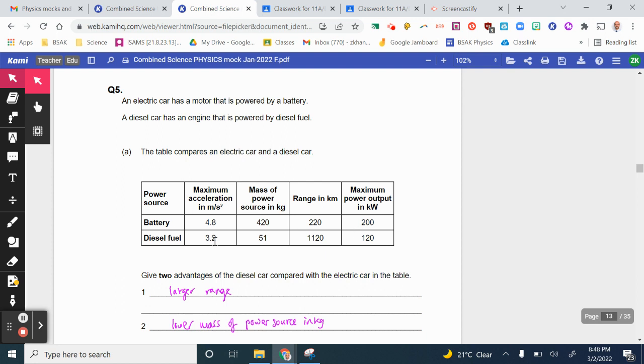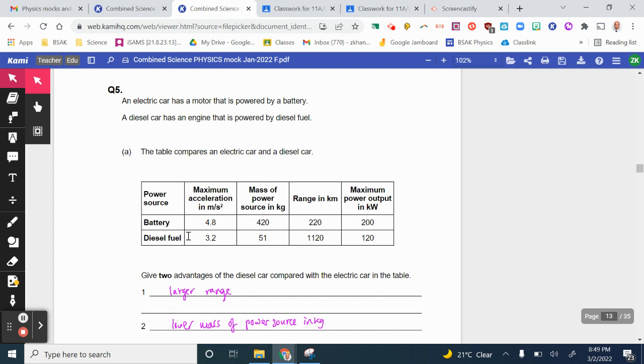And then a diesel has a lower maximum acceleration. The power source, the fuel, is lower in mass, it moves a further distance, and its maximum output in terms of power is less. Okay, so give two advantages of the diesel car compared to the electric car in the table. So we're looking at the advantage of diesel.